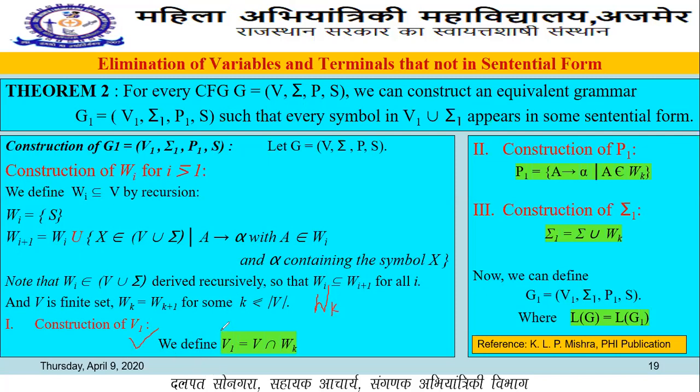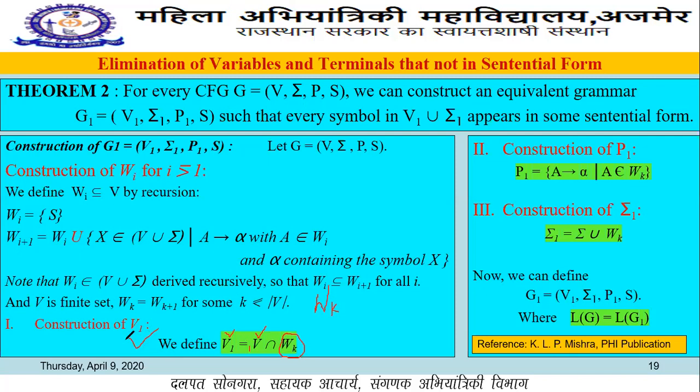For that, the simplified set of variables V1 is actually the common variables between the set of variables from the previous grammar G, and this new set. Okay, so V1 is the set of common variables in both these two sets. We will discuss the same thing in our next slide.